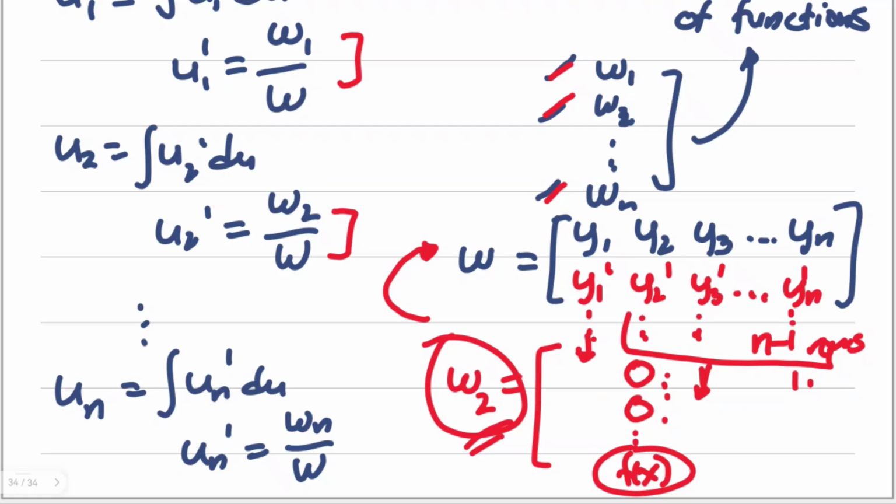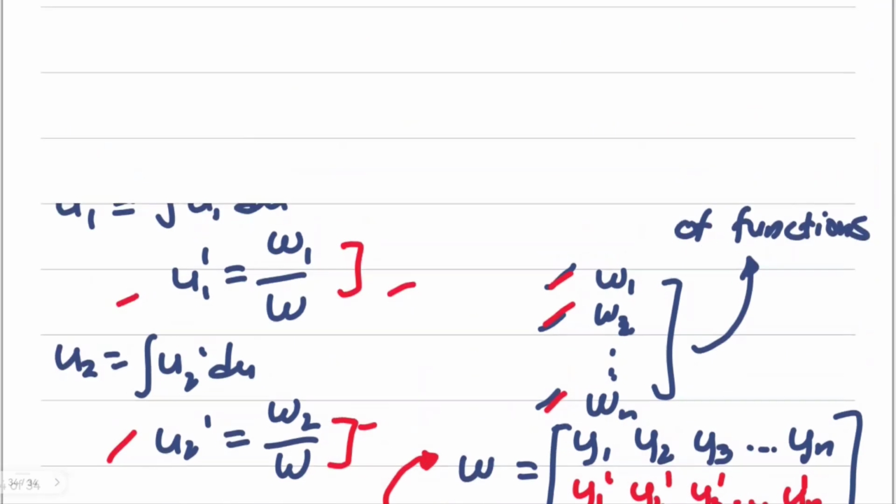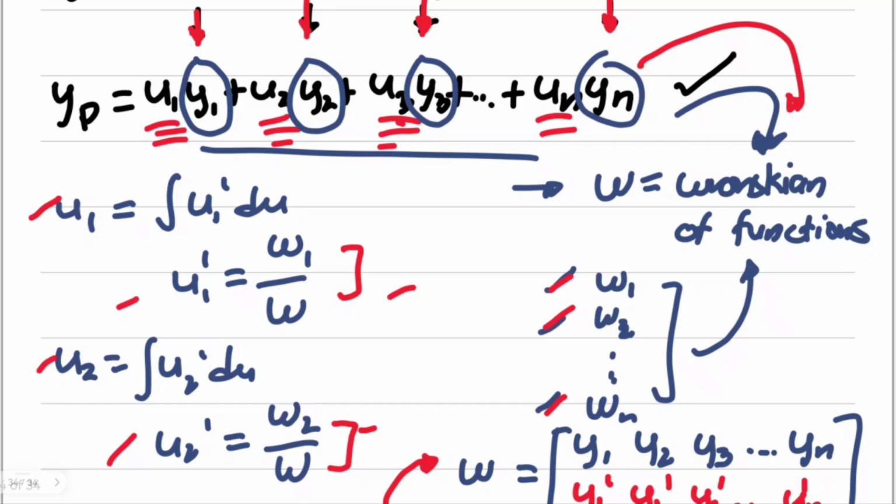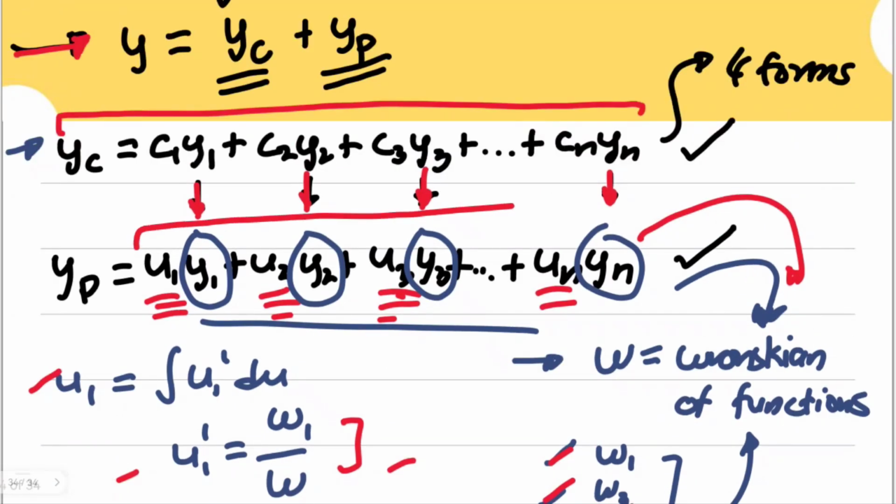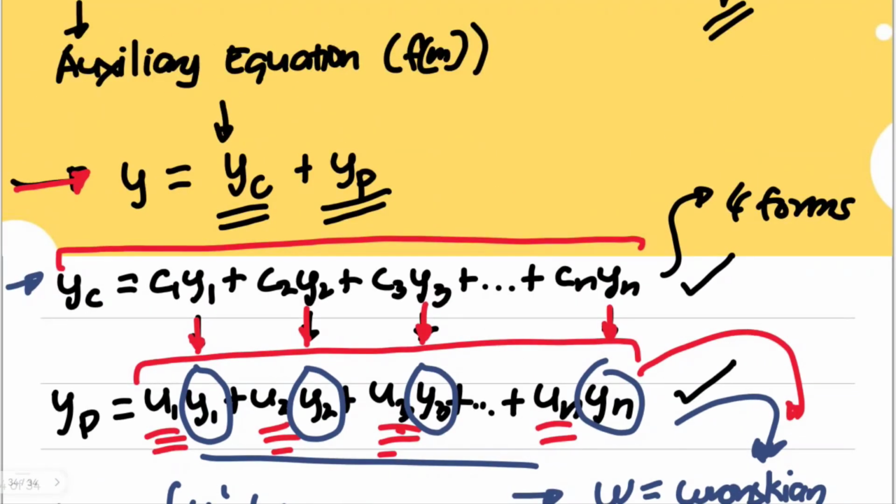But the W would be the original one pertaining to the Wronskian of the functions themselves, y subs until y sub n. Later on, you're going to take the ratio of them to get the primes, integrate them to get the u's, and then multiply them to your y subs. And whatever this would be, add it to your y sub c for your solution.